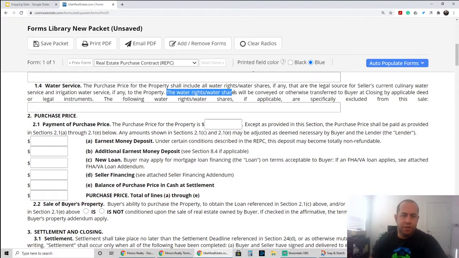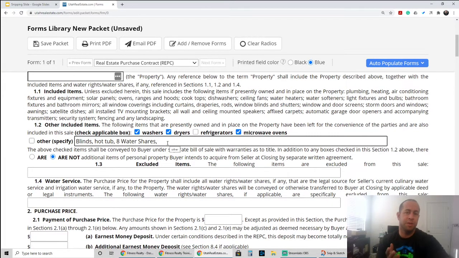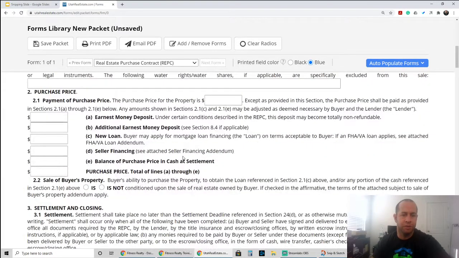This section does cover water shares that will be conveyed, but sometimes the water shares aren't a piece of the property, right? They're held in a personal account. So you have to make sure that your clients are going to get those water shares. That's why I like to write them in up here, because sometimes they're personal property and not attached to the property itself. Just write in your inclusions.